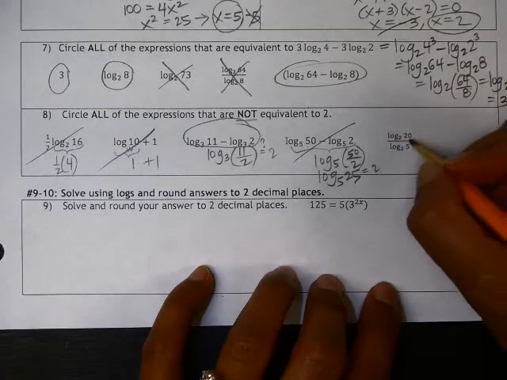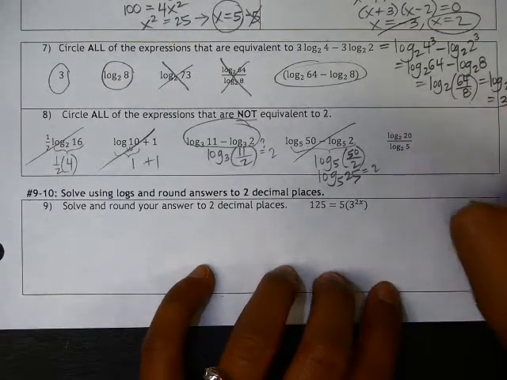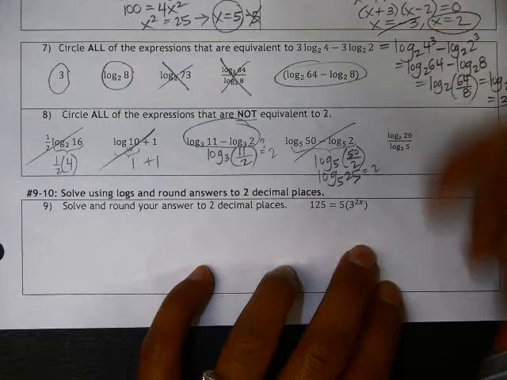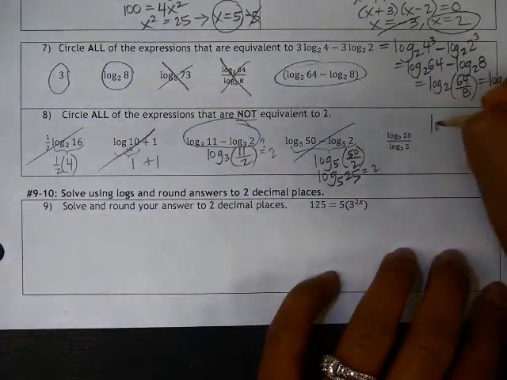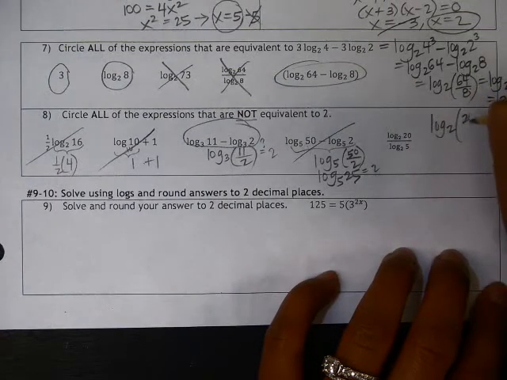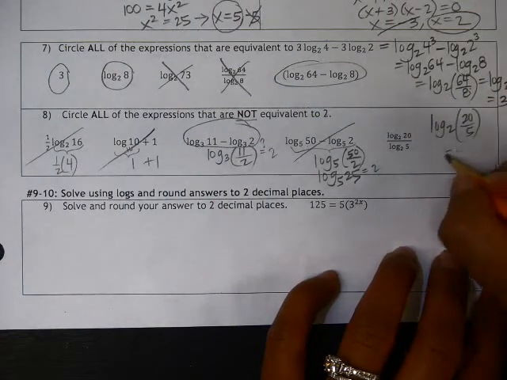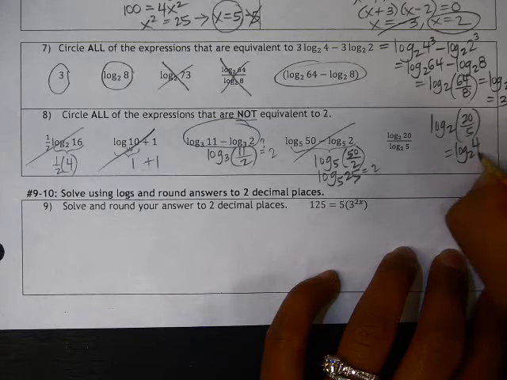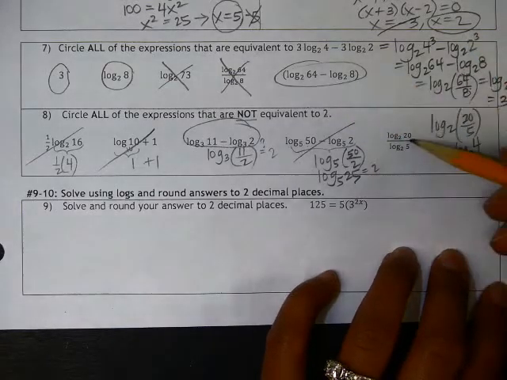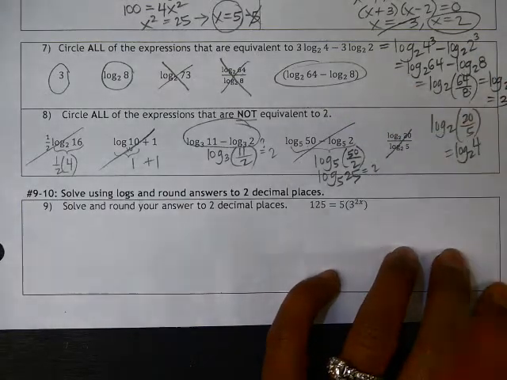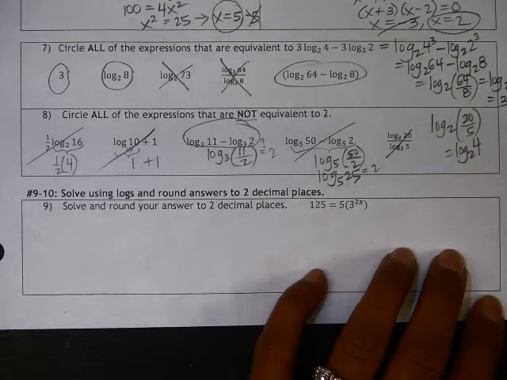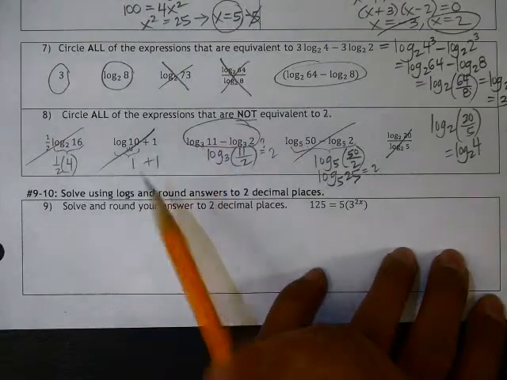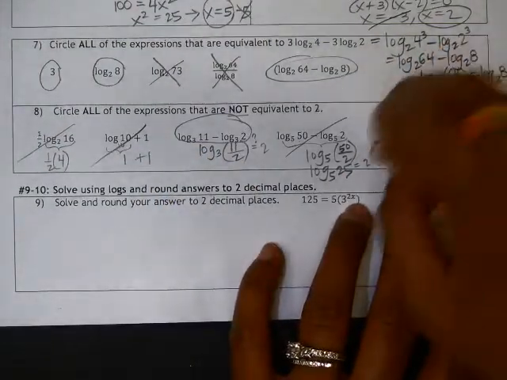Here we have log base 2 of 20 divided by log base 2 of 5. This is also a little tricky. It's similar to what we saw in number 7. If this had been log base 2 of 20 divided by 5, then yes, it would be equal to log base 2 of 4, which is equal to 2. This expression is not the same as this. This is not equal, so we're going to circle that one as well. So this is not equal, and this is not equal.